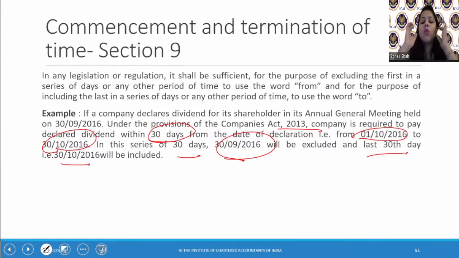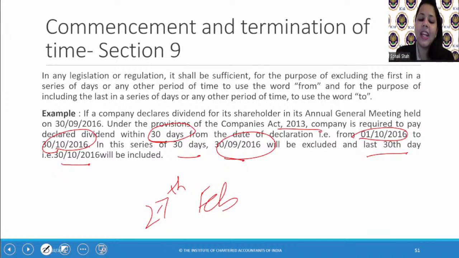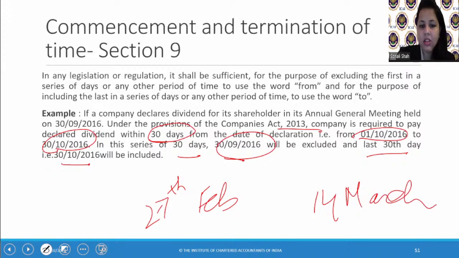So let's say you have to count 15 days from today. What will be the 15 days from today? Today it is 27th Feb. So 15 days from 27th Feb, how will you count? 28, 1, 2, 3, 4, 5, 6, 7, 8, 9, 10, 11, 12, 13, 14. So when will the 15 days come to an end? On 14th March, correct? This is how the calculation has to be done.